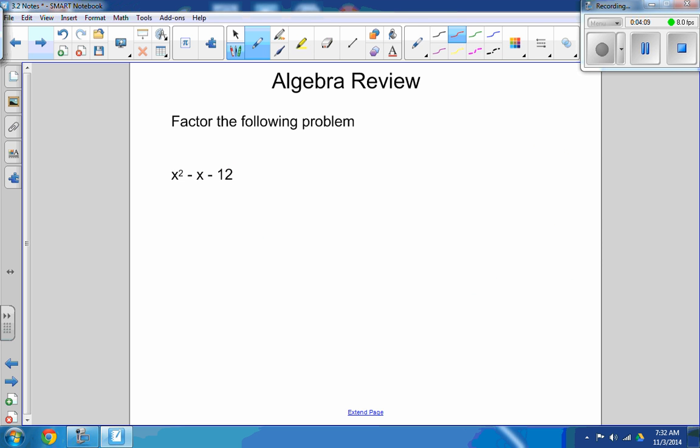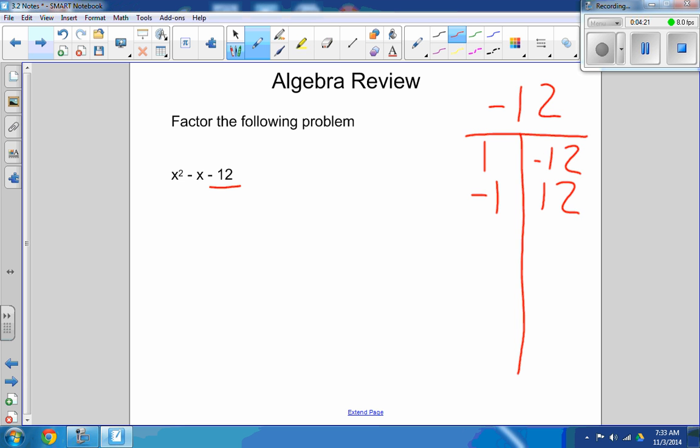Let's do another one. So I've got negative 12. I've got to figure out all the possible combinations for negative 12. 1 times negative 12, or negative 1 times 12. And then let's see what else we've got. We've got 2 times negative 6, or negative 2 times 6. And then we've got 3 times negative 4, or negative 3 times 4. So those are all the possibilities.